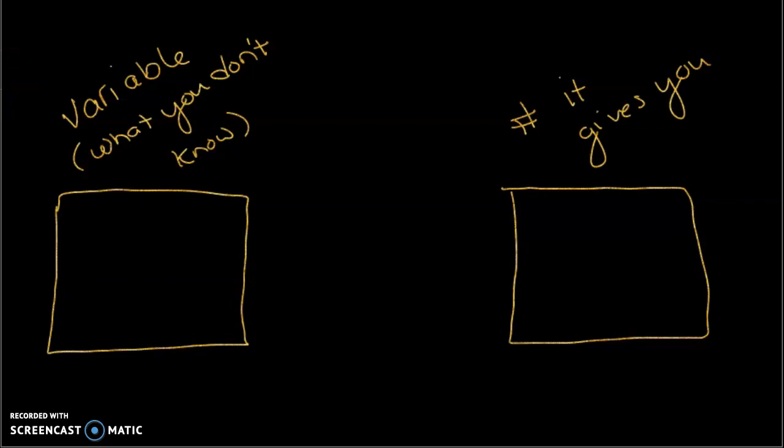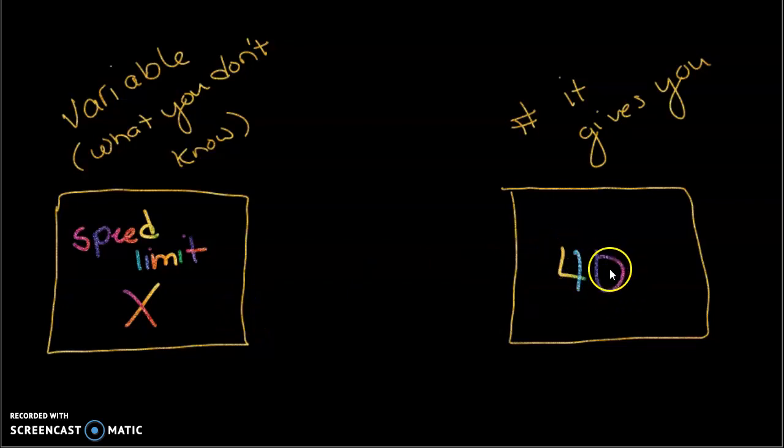So the first example is the speed limit is not more than 40. What we don't know, we're going to put over here, which is the speed limit. So we're going to go ahead and give it a variable. We can use X, you can use S, whatever your heart desires. And then the number it gave us is 40. So it says the speed limit is not more than 40.